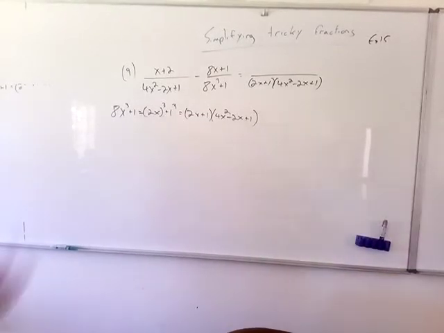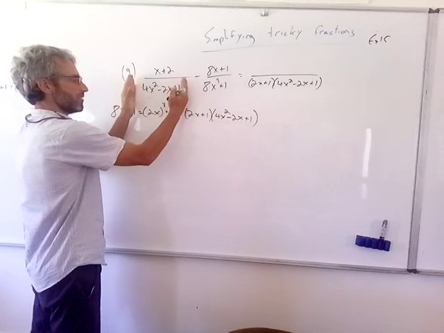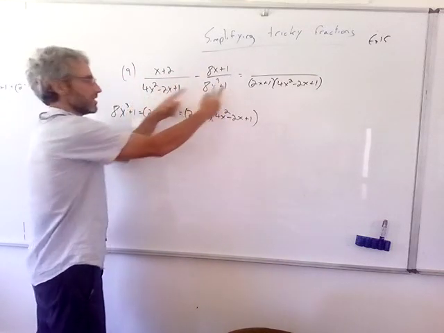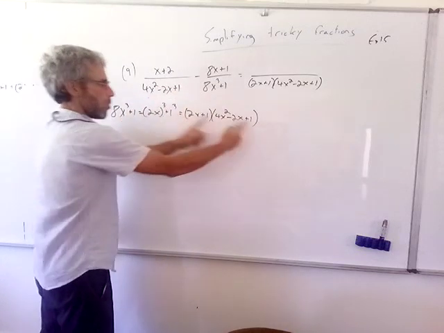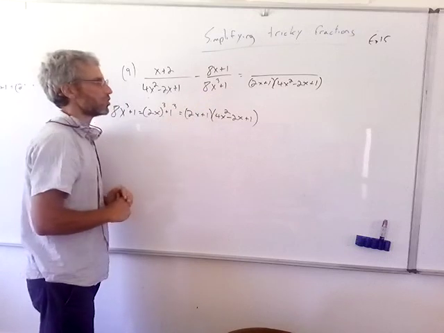Okay, so I'll just repeat. What we found out is that we've got two denominators. I've got this one and I've got this one. But this one is actually made out of this one. This one is equal to that one times something else. So that is your lowest common denominator.